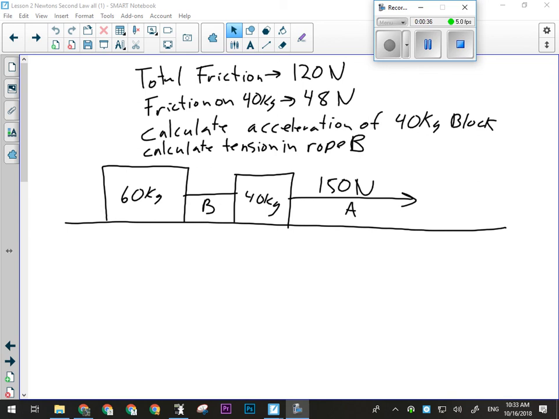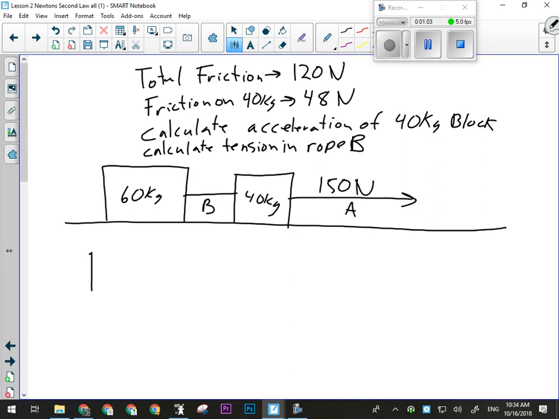Okay, let's have a look at this one. First thing we have to remember is that this is a system, and all parts of the system have the same what? They have the same acceleration. Can I calculate the net force on the system to start with? Yes, I can, because I know there's 150 newtons pulling forward on the system, and there's 120 newtons of total friction acting on the system going backward.